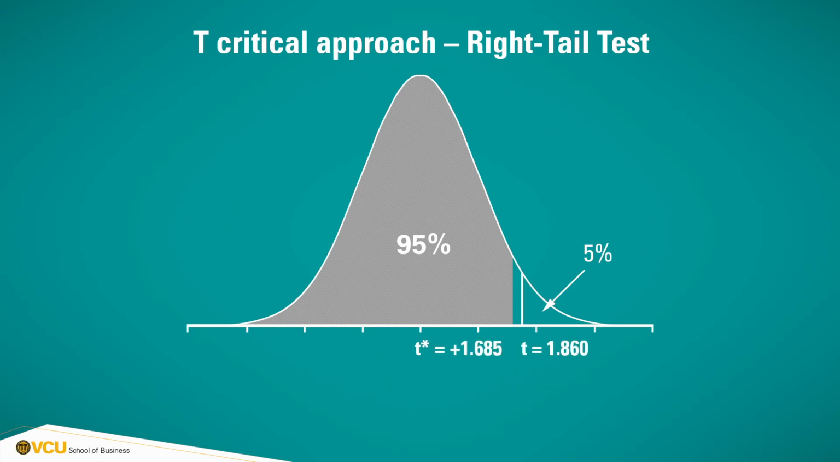Because we know that the t-statistic in this example is 1.860, it turns out that the t-statistic is greater than the t-critical. Therefore, we can reject the null hypothesis and reach the same conclusion seen for the p-value approach.